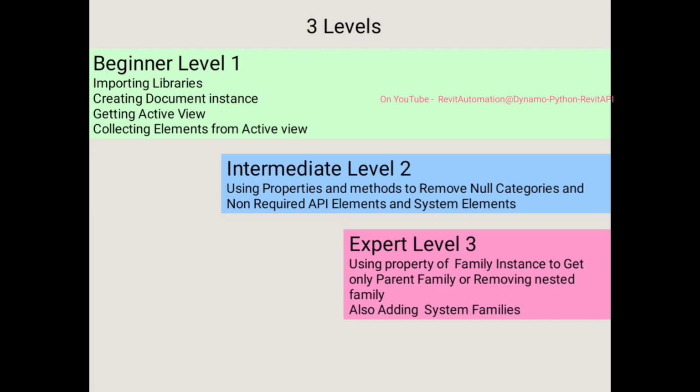So in the second level, we are going to filter it out with the help of element properties, methods from the family instances to remove the null categories and non-required Revit API elements, and also we are removing the system elements. What are system elements? If we have drawn some ducts or pipes and some electrical fixtures or equipment, there will be some systems present. So if you want to remove those system elements, we are removing them in this level 2.